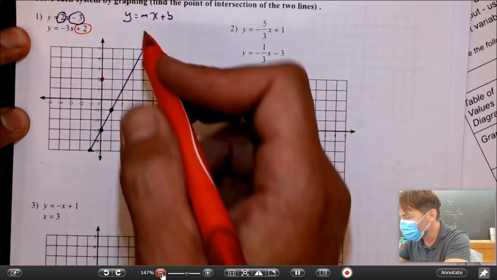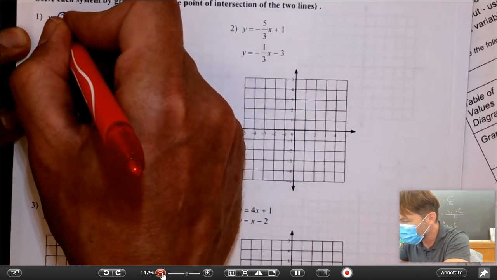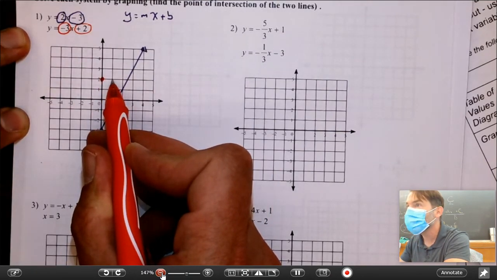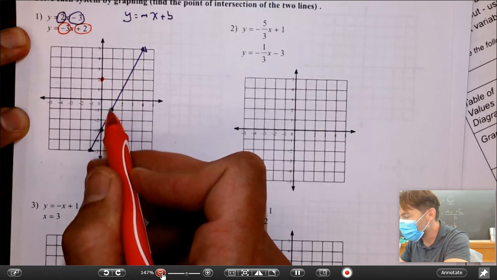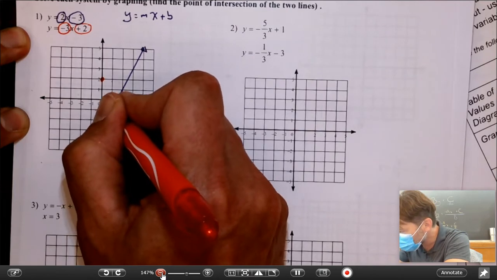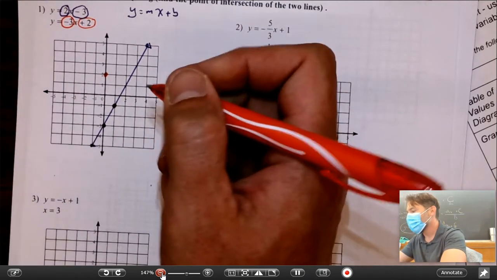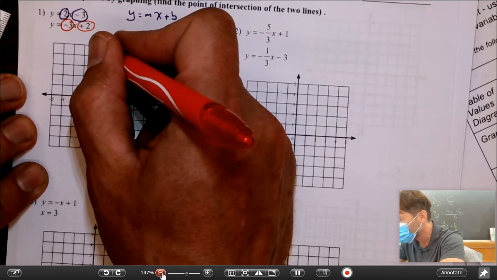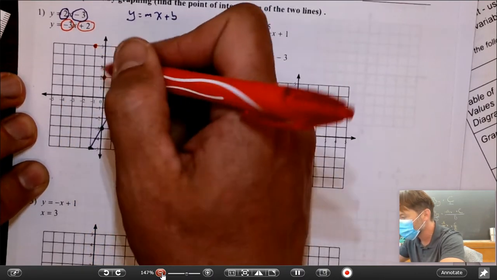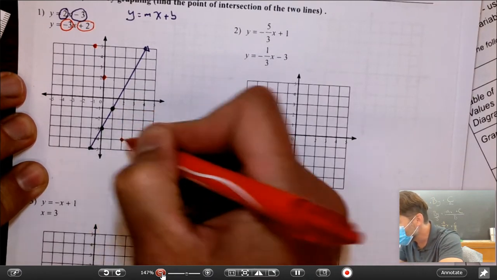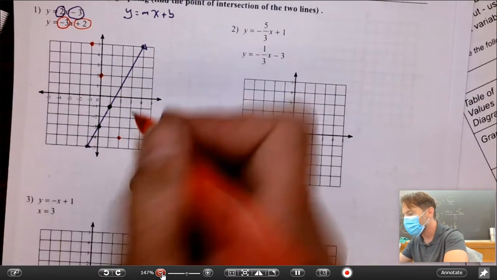And then I notice that for this line, I have negative 3. So when I go over 1, I need to go down 3. I run 1 and rise negative 3. So that there is my solution. I see it right away. I'm going to just remember that. I can also go backwards 1 and up 3, which would be another point on that line, or over 2 and down 6. So those are 4 of the points along that line.